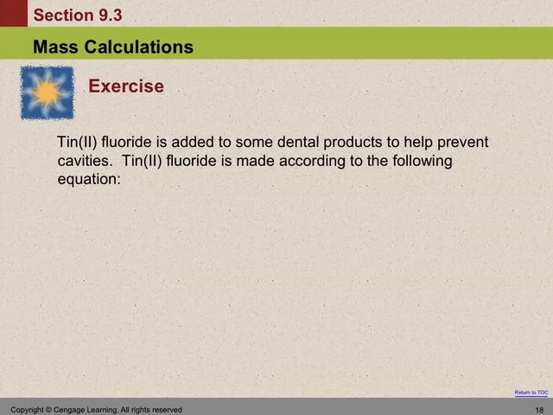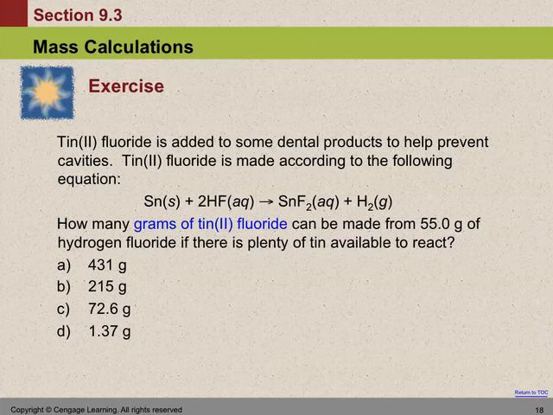Tin(II) fluoride, stannous fluoride, is added to some dental products to prevent cavities. Tin(II) fluoride is made according to the following equation, where we see that solid tin metal reacts with hydrofluoric acid to give tin(II) fluoride and hydrogen gas. How many grams of tin(II) fluoride can be made from 55 grams of hydrogen fluoride if there is plenty of tin available to react?